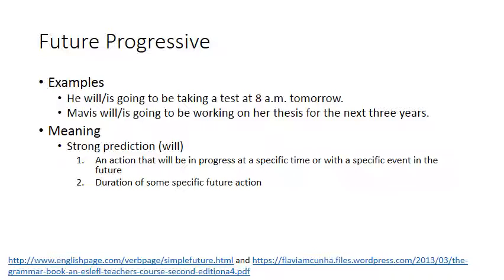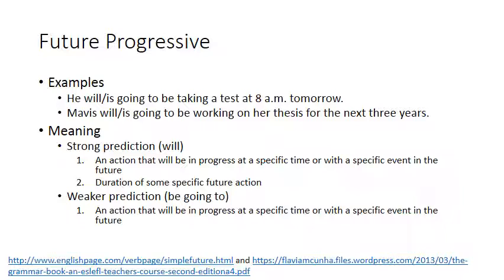The other example is the duration of some specific future event. So Mavis will be working on her thesis for the next 3 years. The duration in this case is for the next 3 years. So we're using the continuous to explain that she is going to be doing something for a long period of time. In this case, 3 years is a long period of time, but for the period of time. So again, be going to is similar meaning, but a weaker prediction.